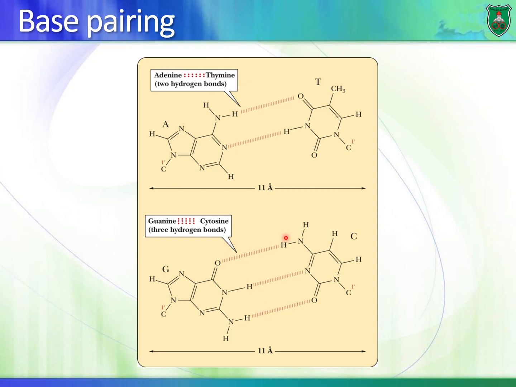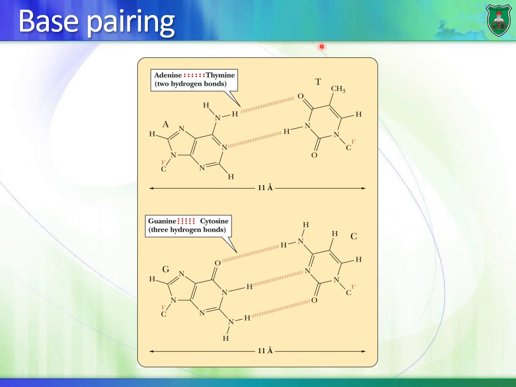So you have two hydrogen bonds between A and T, and you have 3 hydrogen bonds between G and C, and this has very important implications about the stability of the DNA molecule as a double-stranded molecule.